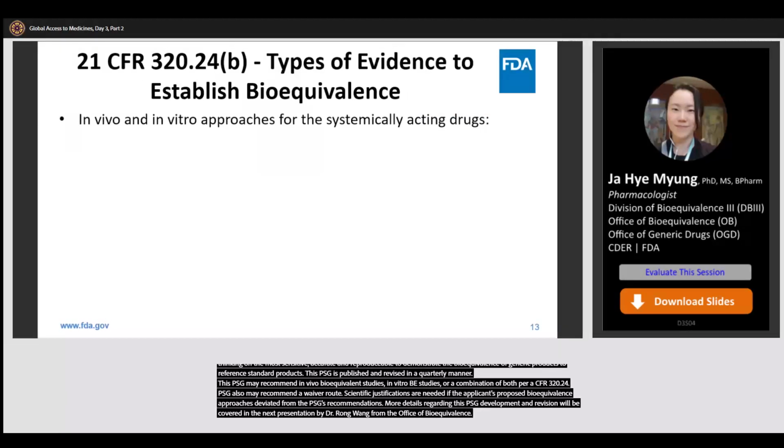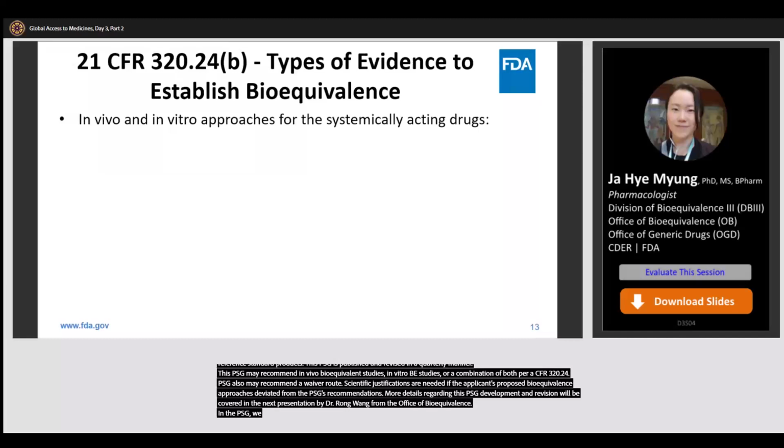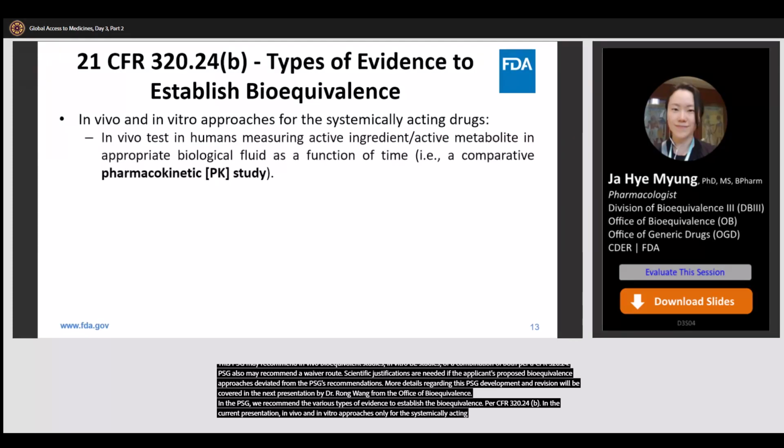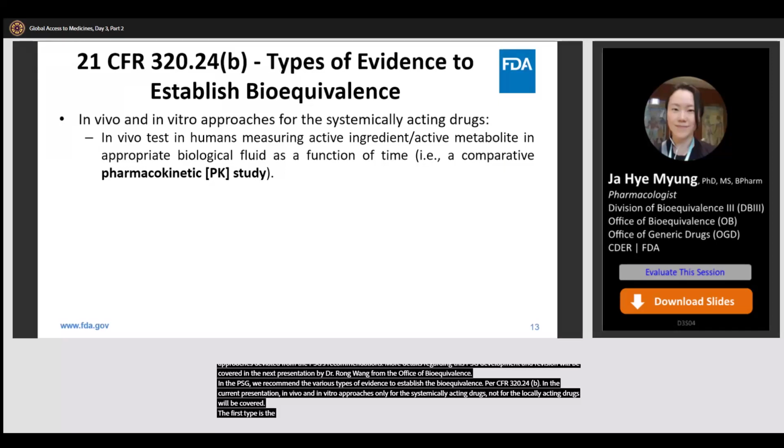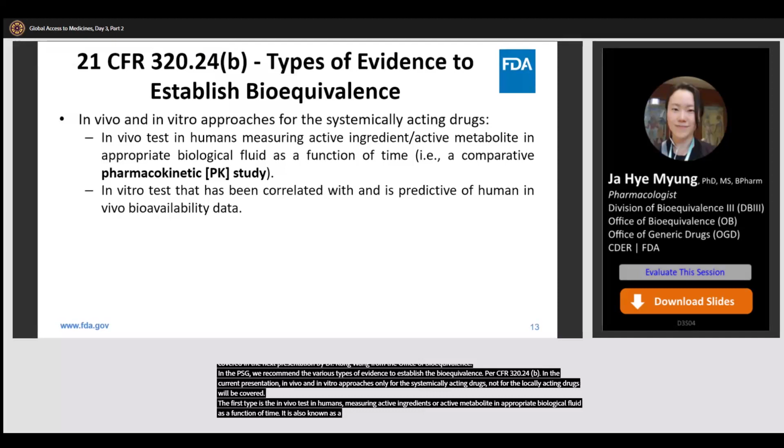In the PSG, we recommend various types of evidence to establish bioequivalence per CFR 320.24(b). In the current presentation, in vivo and in vitro approaches only for systemically acting drugs, not for locally acting drugs, will be covered. The first type is the in vivo test in humans measuring active ingredients or active metabolites in an appropriate biological fluid as a function of time. It is also known as a comparative pharmacokinetic (PK) study.